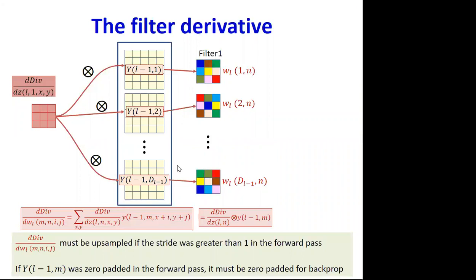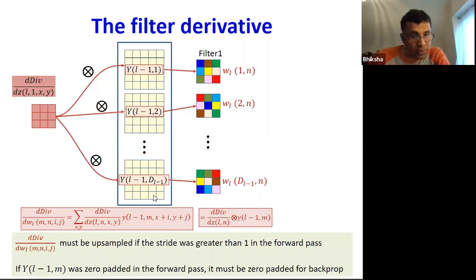No. Okay, all right. So if y was 0 padded in the forward pass, it must be 0 padded for the backprop. That's about it. But you should be able to just look at these things and figure out how to adjust it to get the right size for the filter. The key point is if your stride was greater than 1 going forward, you have to unstride it to get the full derivative map here by introducing zeros before you perform this operation.